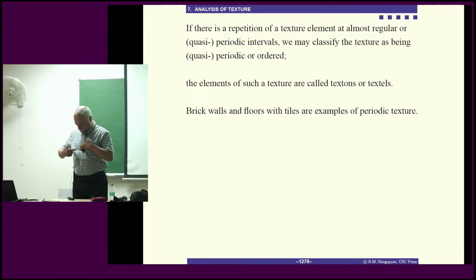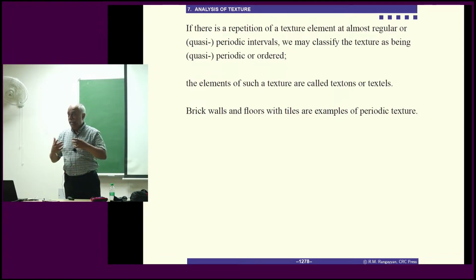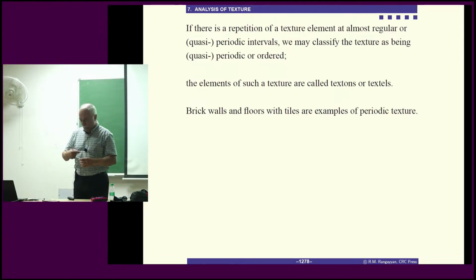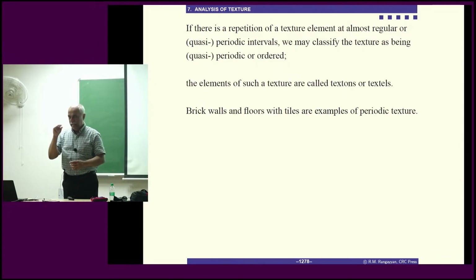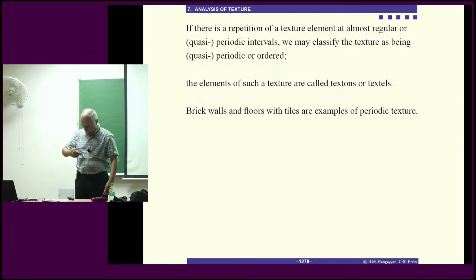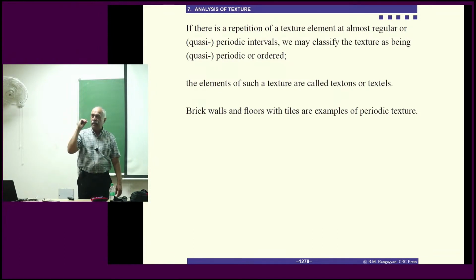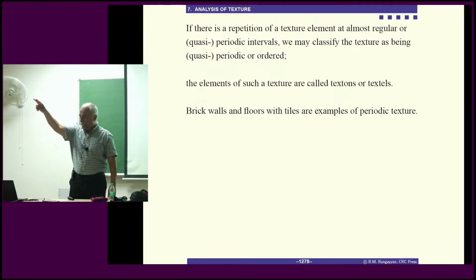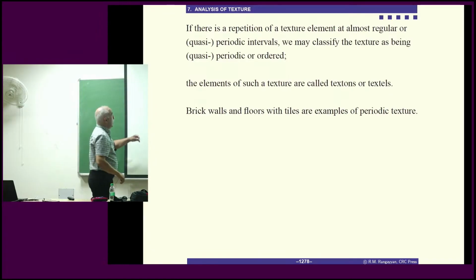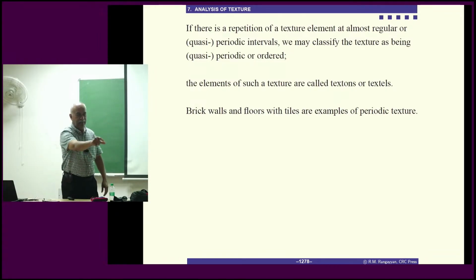What is a texton? Maybe this blue line and green line. It's hard to say, or you may say it is the little square. It's up to you as to what you are seeing. You can say these are arrangements of little squares, green and blue and white. So then the texton is a little square. In that case, a texton is that big stripe. Brick walls and floors with tiles are examples of periodic texture. The same thing is appearing here, the same tile.